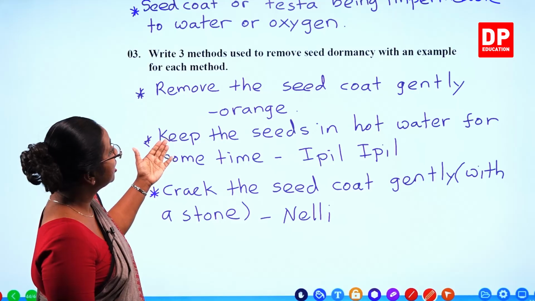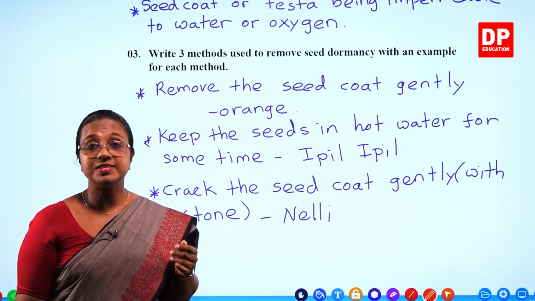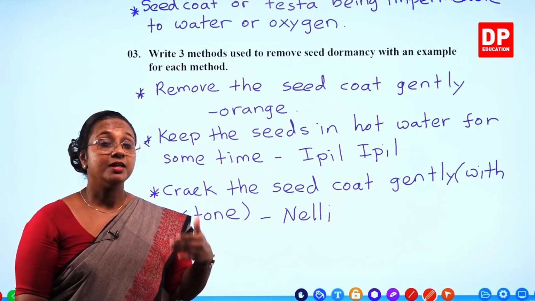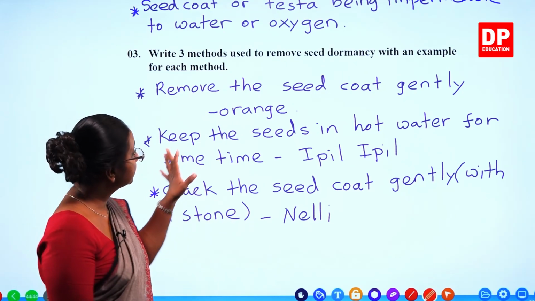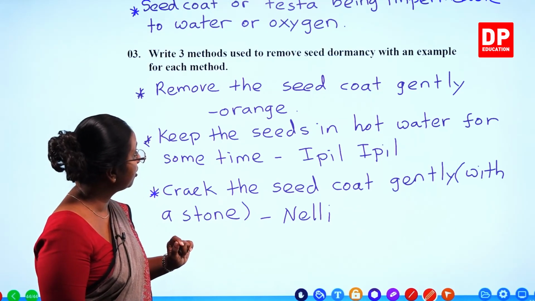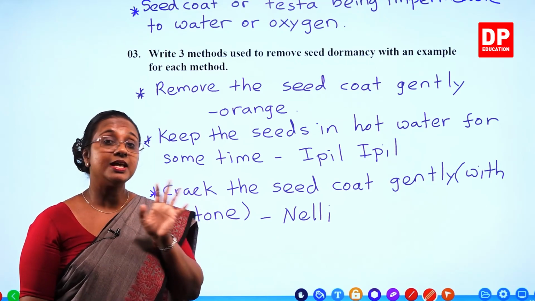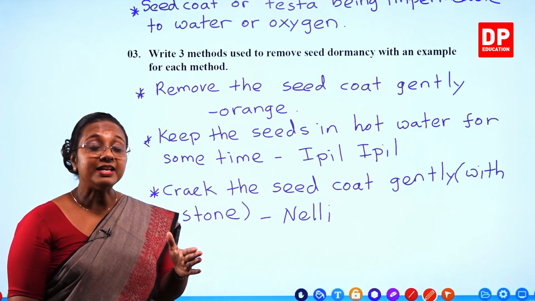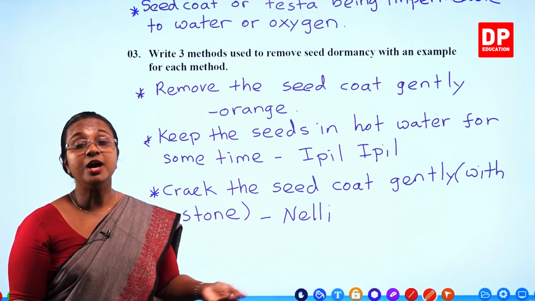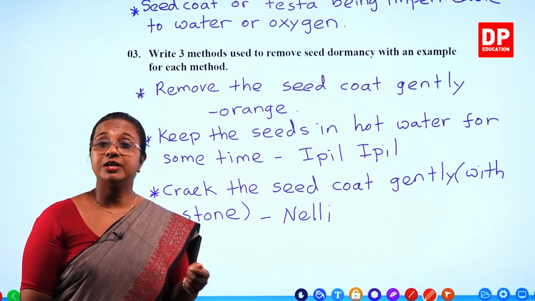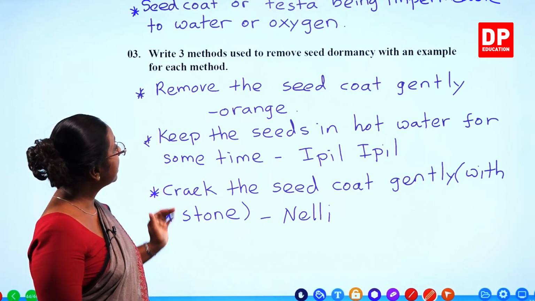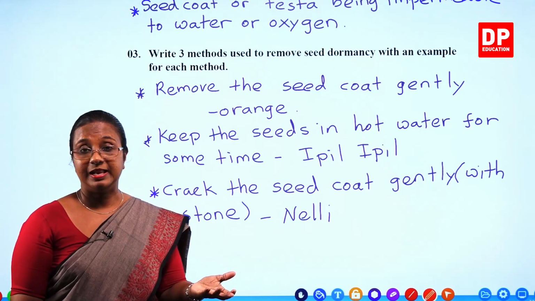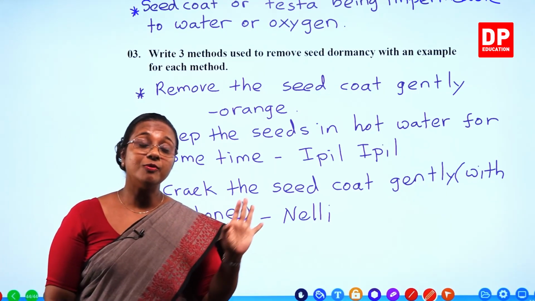In addition to that, you can say you can burn the villi of the seed coat, that is in teak seeds. And also you can store the seeds for some time. That can be done with any seed. So these are all different methods used to remove seed dormancy. So you know what seed dormancy is? The seed does not develop even though the essential factors are provided. And that is caused by the embryo not being matured or the impermeability of the seed coat or testa for water or oxygen. And these are methods that are used to break the dormancy and to make the seeds germinate.